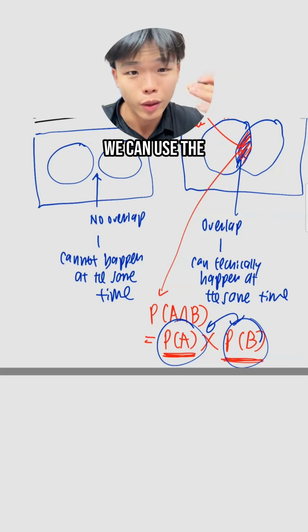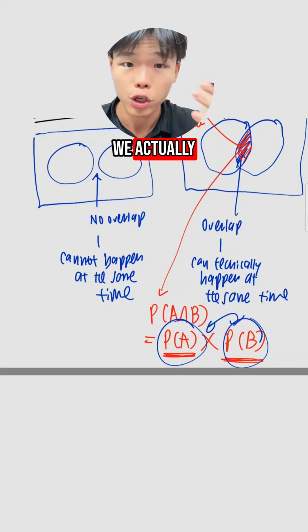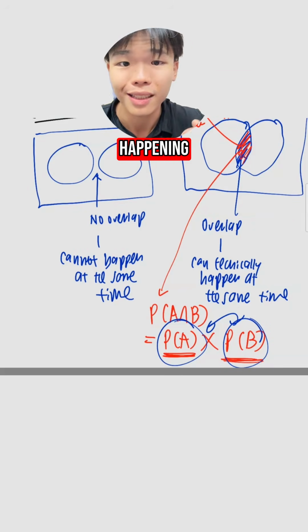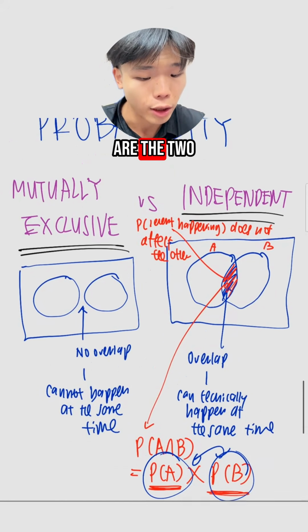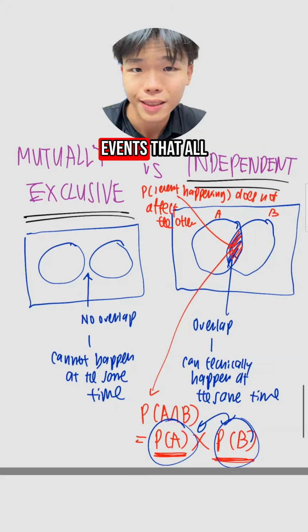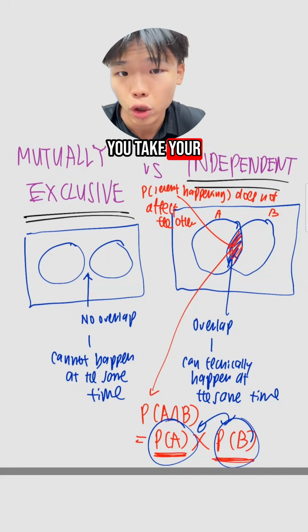And therefore, since we can use the whole values together and not just minus anything away from it before we actually multiply them together, they do not affect each other. The probability of each event happening independently is still the same, and that's why we call them independent events. So these are the two biggest distinctions between mutually exclusive and independent events that all Sec 4 EMath students need to know and clarify before you take your next exam.